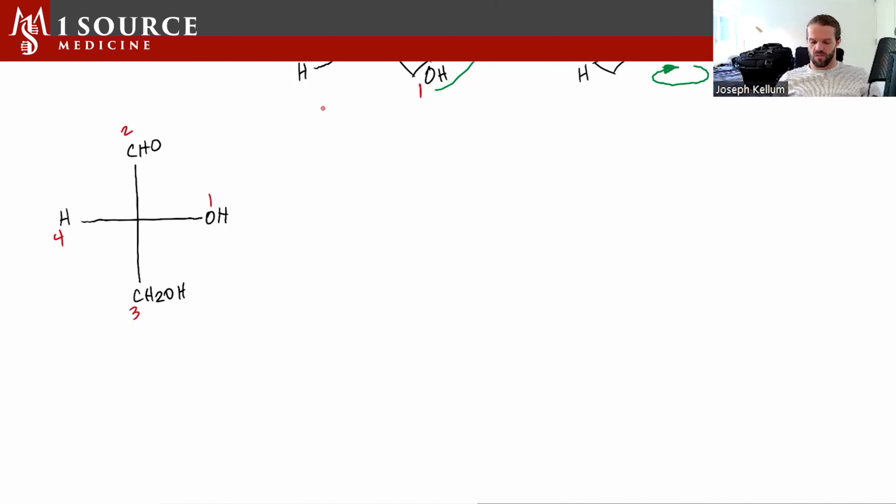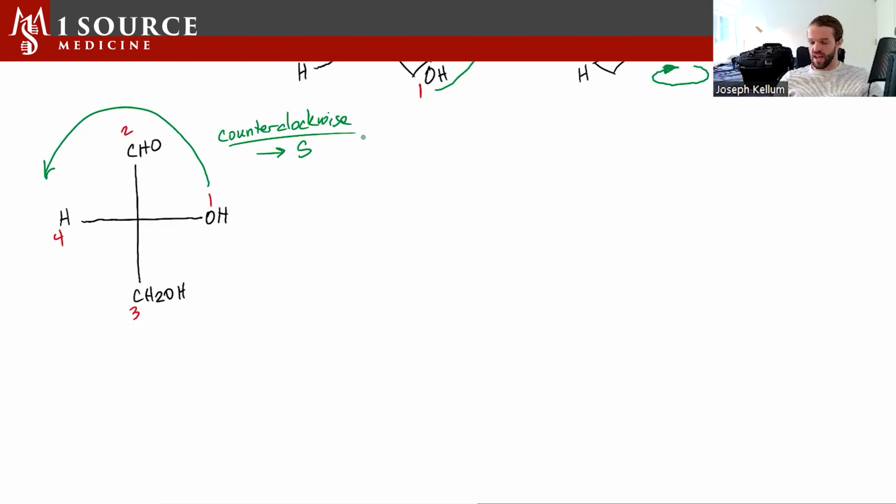The next thing that you want to do is determine the direction that you need to rotate in order to go from priority 1 to priority 2. And in this case, we go from the OH over to the aldehyde. So we're moving this direction. Again, this is counterclockwise. Many of you have probably learned that counterclockwise typically means S, but that's not always the case.